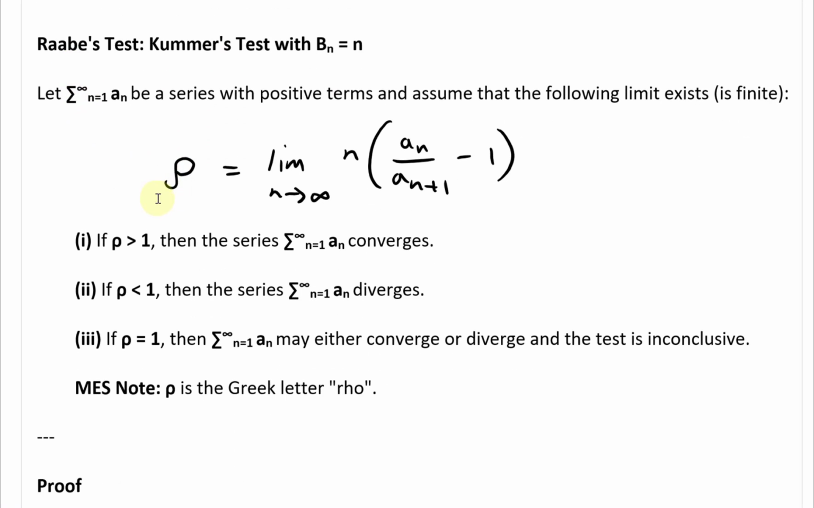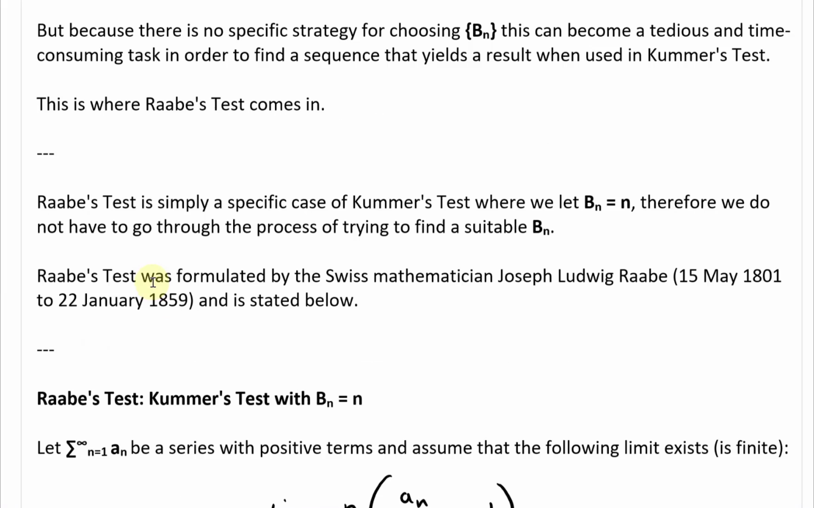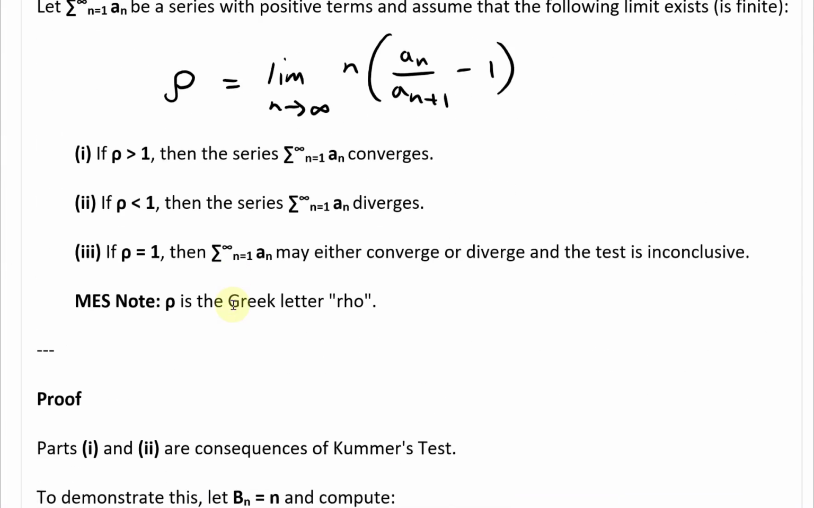But anyways, this is Raabe's test, and if rho is greater than 1, then the series summation n equals 1 to infinity of a sub n converges, and if rho is less than 1, then the series summation from n equals 1 to infinity of an diverges. This one doesn't have the comparison test that we had before, where 1 over bn diverges. You have to make sure that diverges to do that. And in fact, this Raabe's test was made before Kummer's test. So yes, this is how it's written.